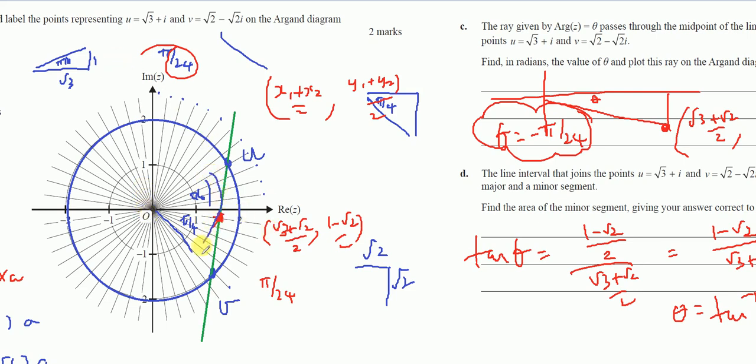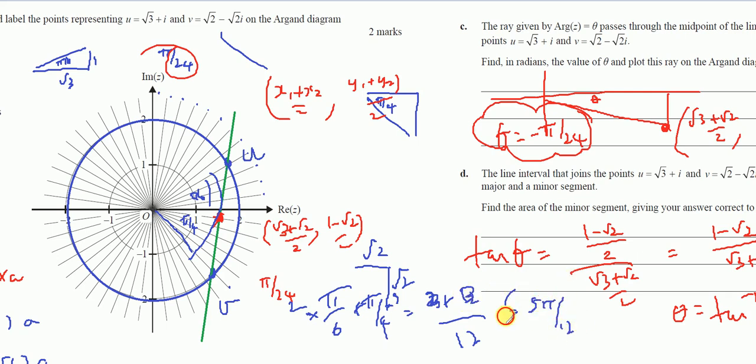So that angle in there is pi on 6 plus pi on 4, which is on 12. This needs to be multiplied by 2, so that's 2, and this needs to be multiplied by 3, so that's 3. So 5 pi on 12. Okay, so that's 5 pi on 12.